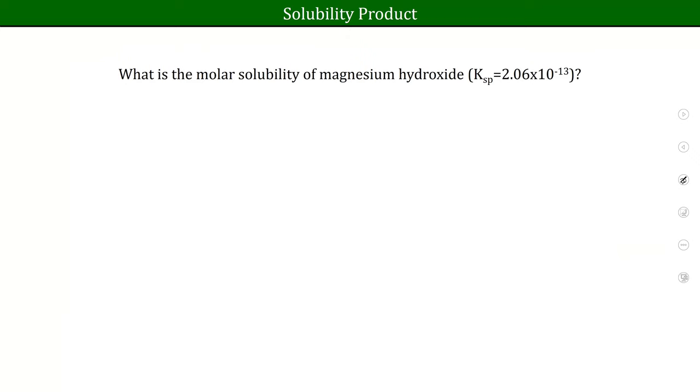All right, let's do one more of these and then we'll take our break. What about magnesium hydroxide? Process doesn't change, but our formula does. Right?